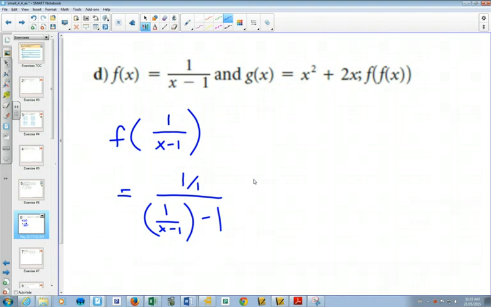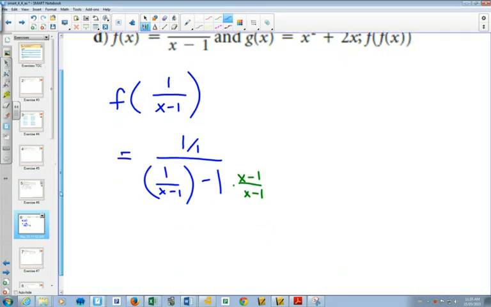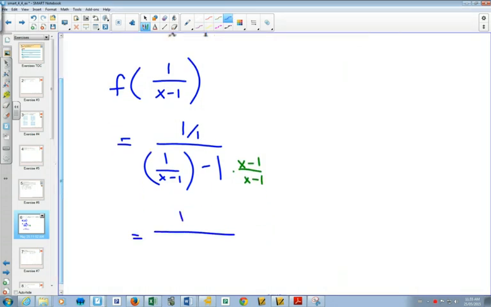In order to put these ones on the bottom together, you would need a common denominator. So I would need to multiply this 1 by x minus 1 over x minus 1. And that would give me 1 over 1 minus x minus 1 over x minus 1. And now I have a common denominator.